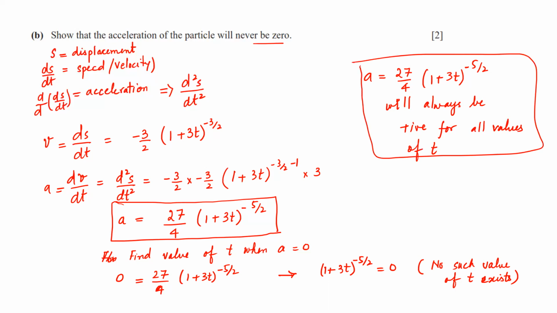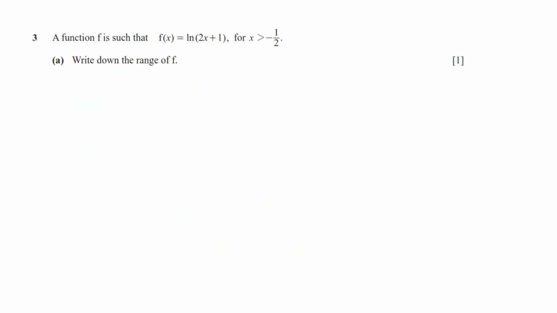Okay. So moving ahead, question number 3, it says a function f is such that f of x is equal to natural log of 2x plus 1 for x greater than minus 1 by 2. Part A, it says write down the range of values of x.